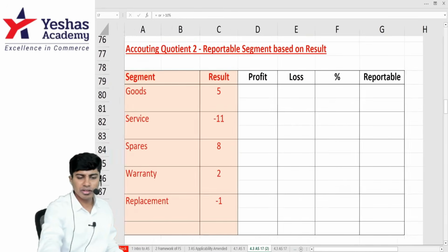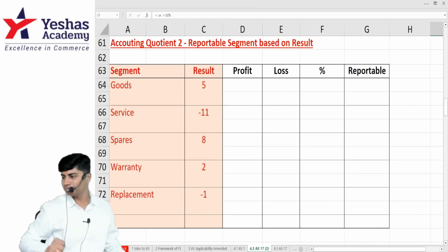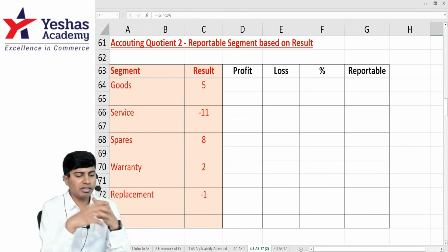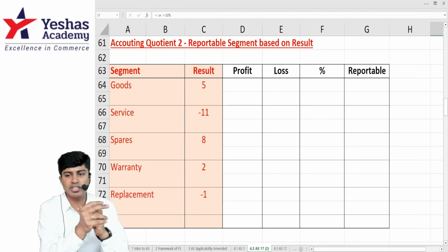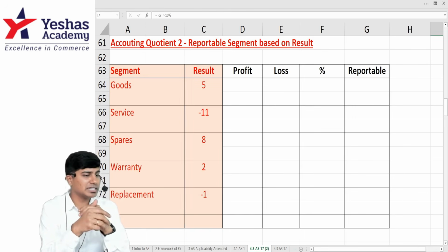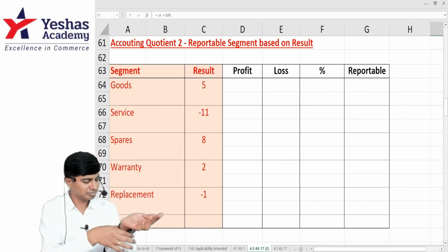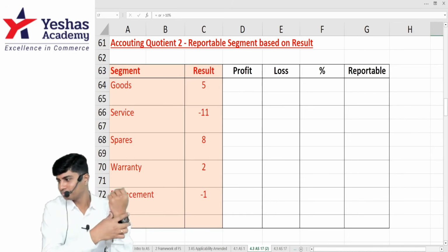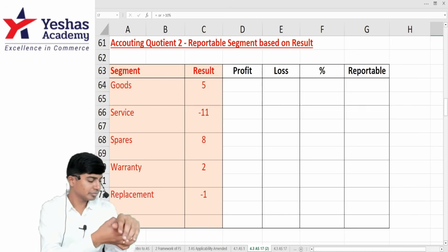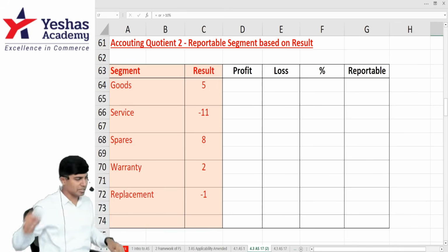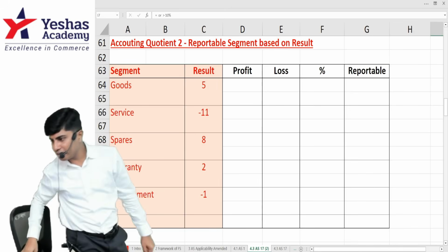Can we do this? Okay, everyone try AQ2. Let's see. You tell me which of these segments are reportable and which are not reportable. Please try in pencil, unless you are 100% sure your answer is right. Online friends also should try.